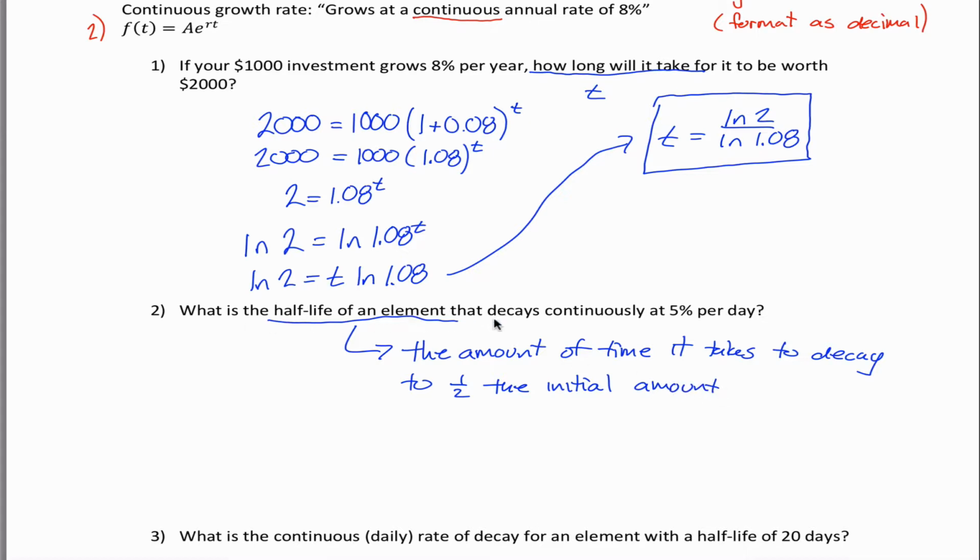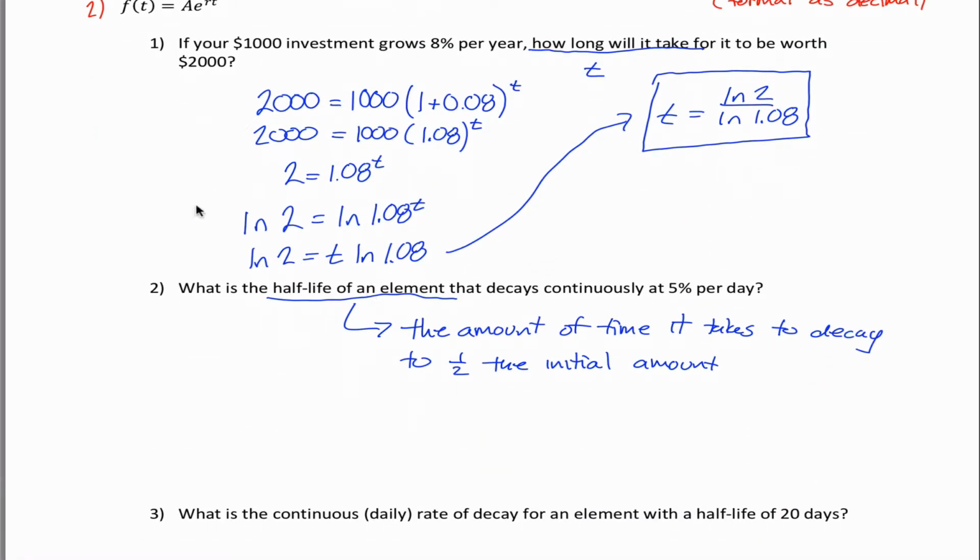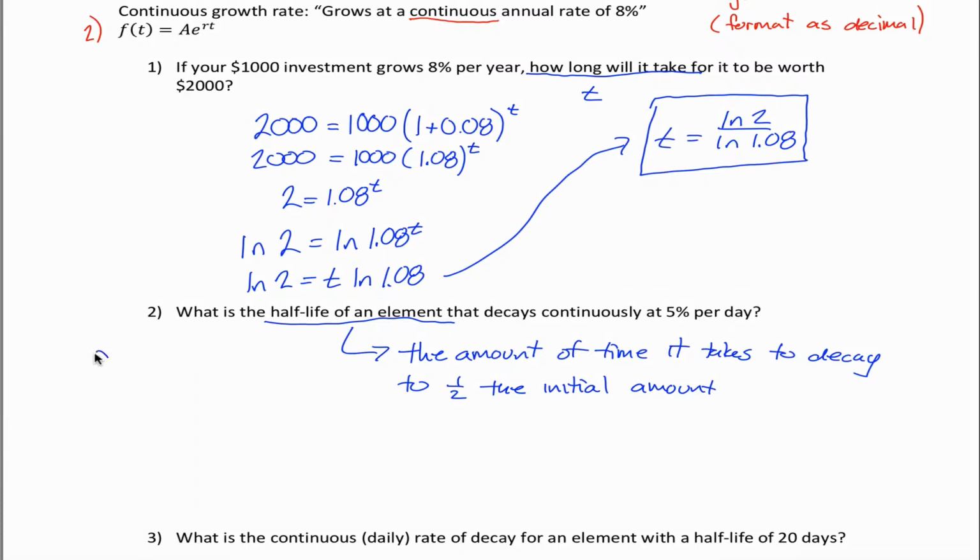What do we know about this element? It decays continuously. That's the important word that you see when you're reading this. It tells you to use this second formula, not this first formula, because this deals with continuous growth rates. So we're going to try to use this second formula here, f of t equals a e to the rt power. But there are some challenges here. f of t is how much I have at time t, and a is how much I start out with. It doesn't tell me either of those things in this problem. And the reason it doesn't tell you them is because you don't need them.